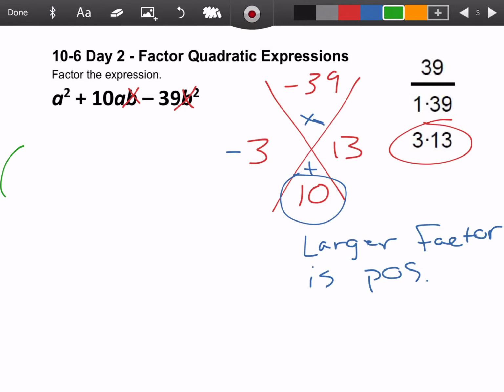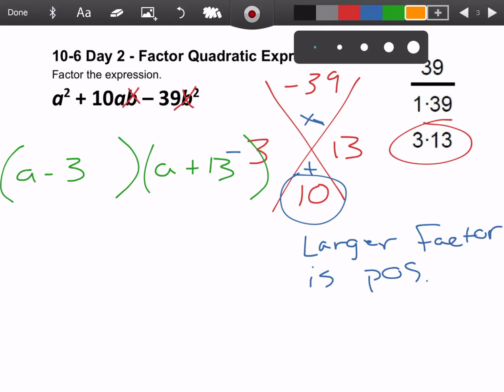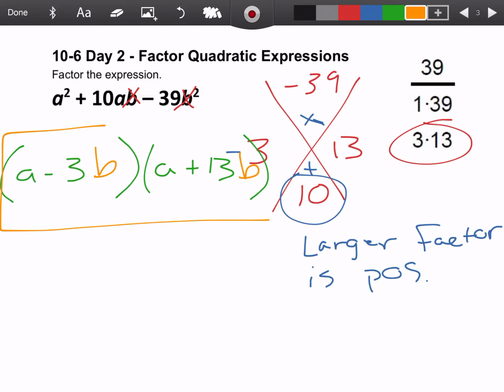So here, once again, we're going to go a minus 3, but leave some space. And then we're going to have a plus 13 and leave some space, because we're going to be adding in that b behind both of those for our final answer. Okay, so we have a minus 3b times a plus 13b for our factored answer there.